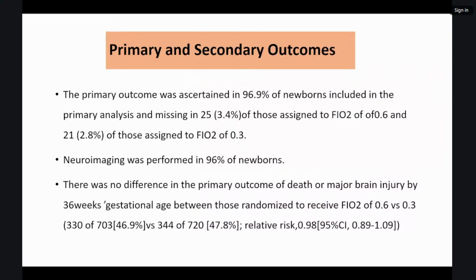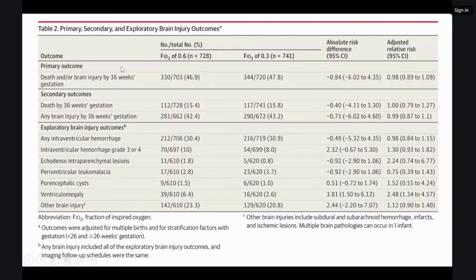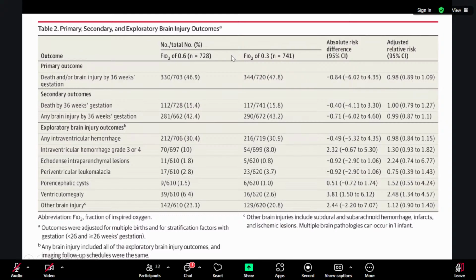So the primary and secondary outcomes from this trial: the primary outcome was available for 96.9% of newborns, because 25 newborns were lost in the 60% group and 21 were lost in the 30% group, and neuroimaging was performed in 96% of the newborns. In the primary outcome, comparing 60% versus 30%, that is death and brain injury by 36 weeks of gestation, no statistical significance was achieved between the two groups, with an absolute risk difference of 0.84 and an adjusted relative risk of 0.98. So the primary outcome did not reach statistical significance between the two groups.